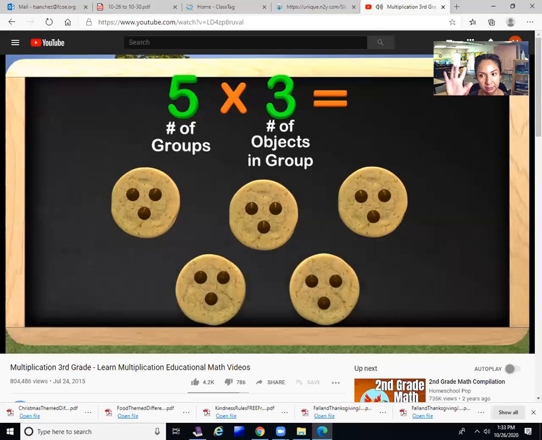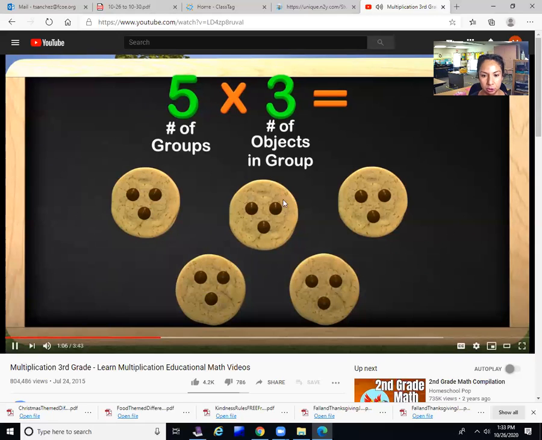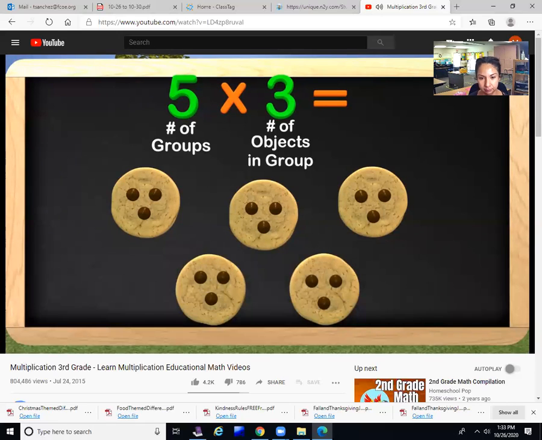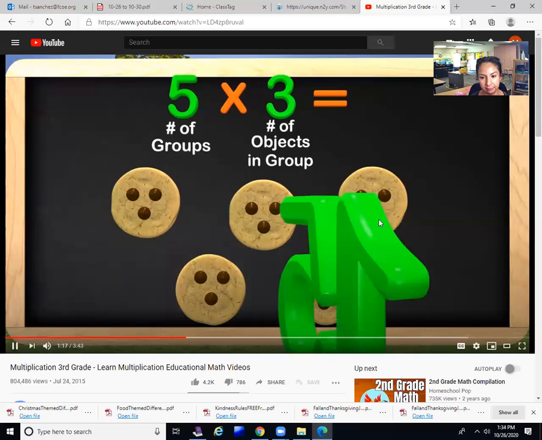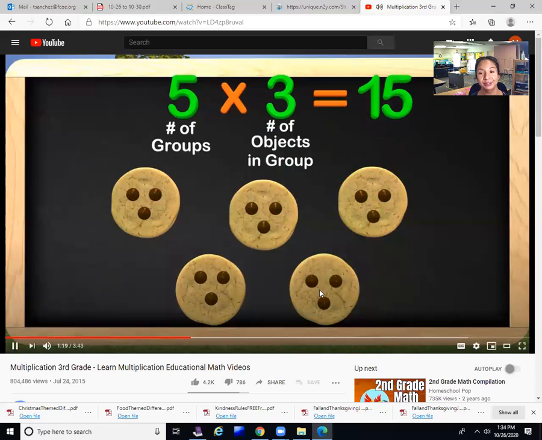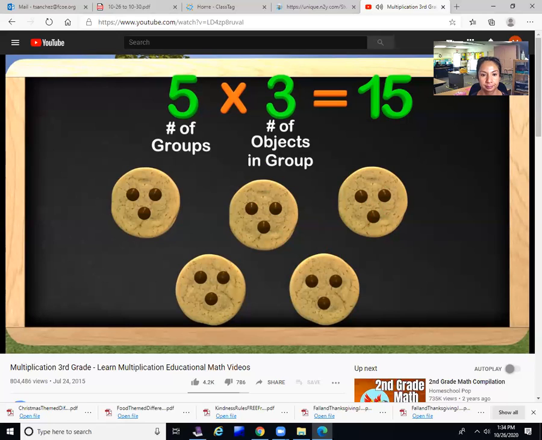There are 5 cookies, and they are the number of groups. On each cookie, there are 3 chocolate chips, and they are the number of objects in each group. Can you please tell me how many chocolate chips there are in all? Let's see, 1, 2, 3, 4, 5, 6, 7, 8, 9, 10... There are 15 chocolate chips. 15. Great job. We have 5 cookies, which represent the number of groups, and 3 chocolate chips on each cookie that represent the number of objects in each group. Counting all the chocolate chips gives us 15.